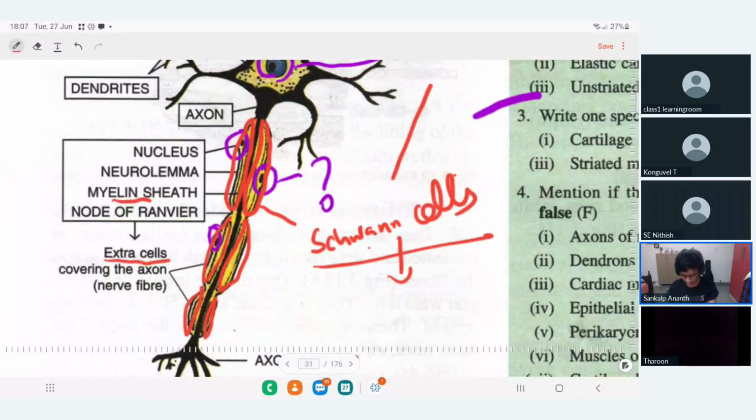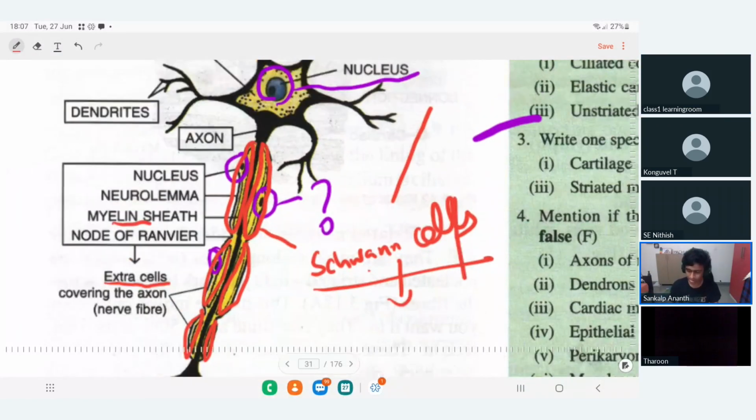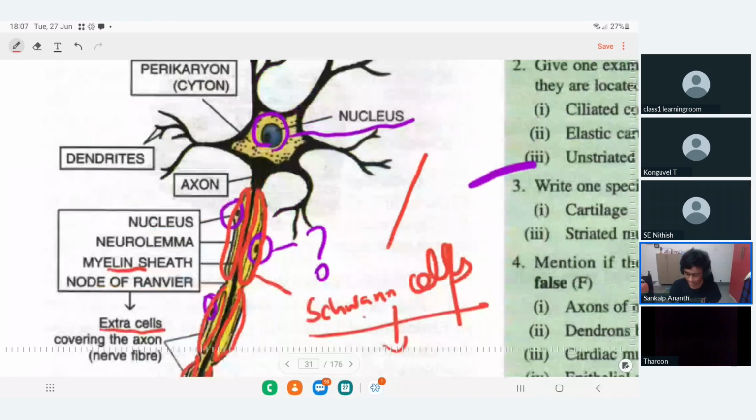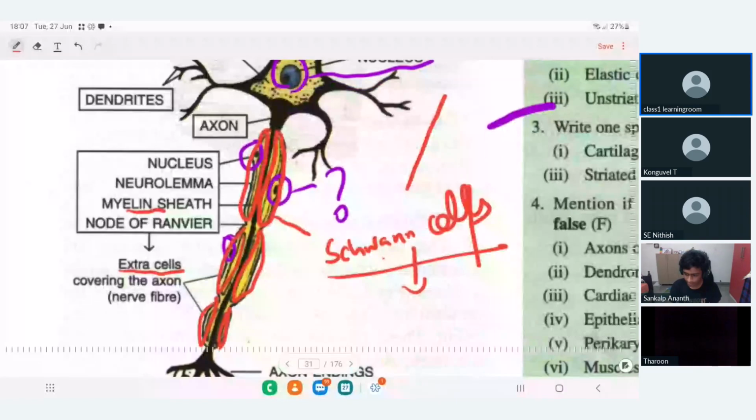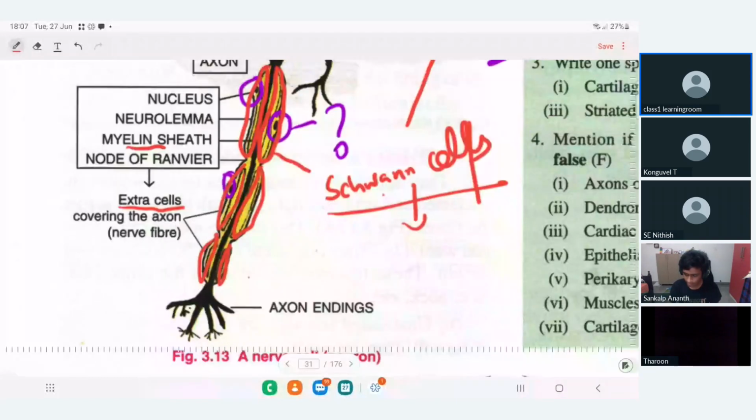So it's like the plant cell mitochondria, where the mitochondria is a different cell that comes into that cell. Yes, but these are actually other types of small cells which surround the axon. Not all neurons will have Schwann cells surrounding them. If they are there, it is a myelinated neuron. If not, it is a non-myelinated neuron. Fine. Next.